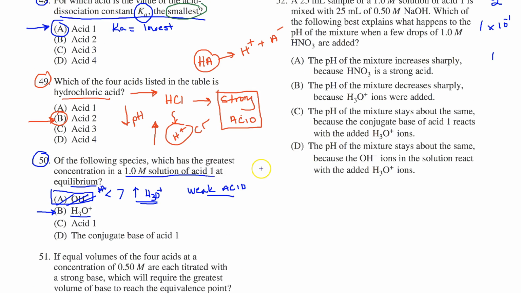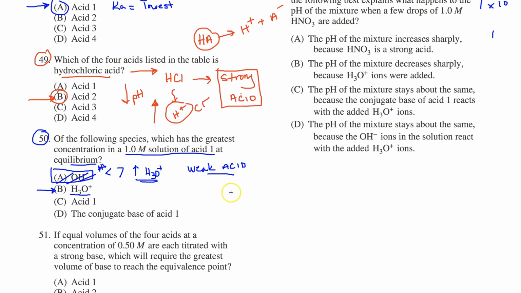Or we can round to 1. Let's make it 3. Who cares? All right, so the pH is 3, and that's equal to 1 times 10 to the negative 3.